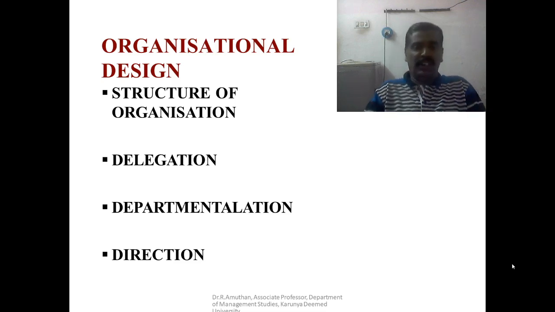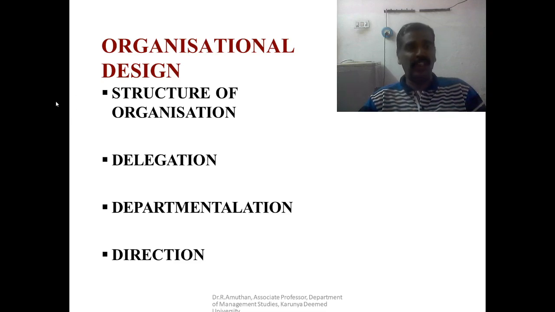So here, number one is organization structure. Four areas are important. Number one is structure, number two is delegation, number three is departmentalization, and number four is direction. Okay, so here I just give you a small area.